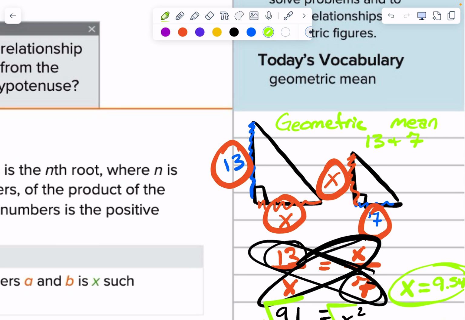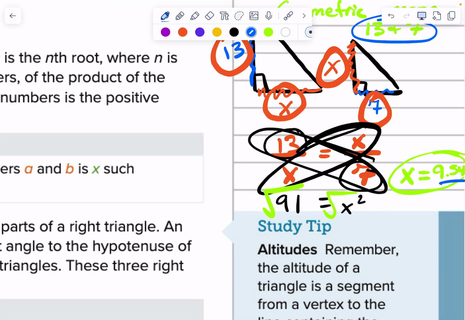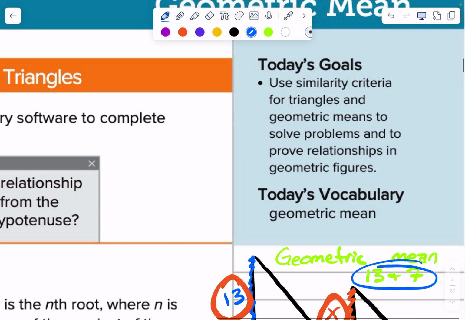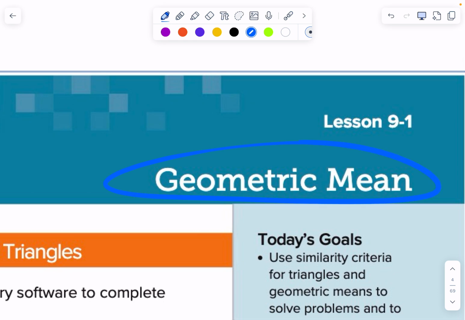Okay, not the same thing as a regular mean. All right, 8th period, listen. If I say find the regular mean, that's like finding the average. If I average 13 and 7 together, you add them together. What's the average of 13 and 7? 10, right? 13 plus 7 is 20 divided by 2. Not the same thing as geometric mean. The geometric mean of 13 and 7 is 9.54, right? Because you are doing 13 times 7 and then taking the square root. Got it? That is what geometric mean is, not regular mean.